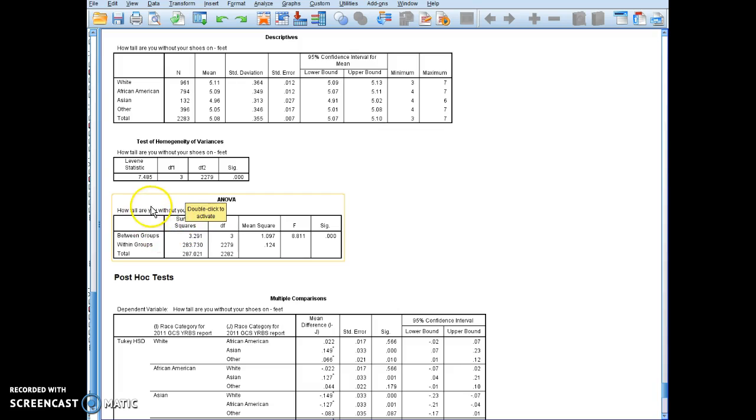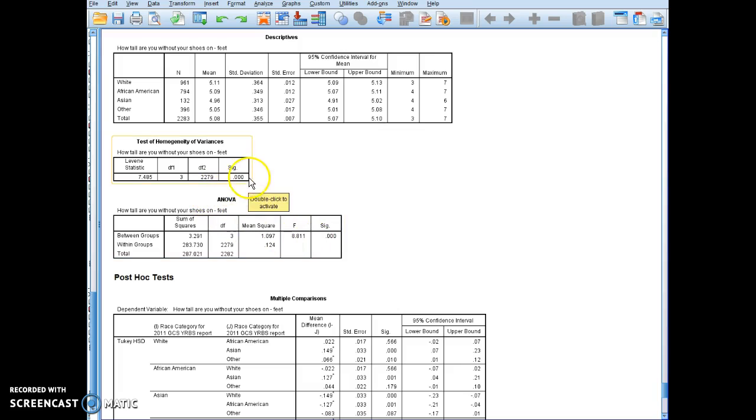But before that, I'm going to go ahead and check the ANOVA table, which shows us the comparison of differences between groups and the differences within groups. So the number we are interested in is the significance level, which is 0.000, which is less than the 0.05 p-value, and tells us that there is a statistically significant difference in at least one of the groups.